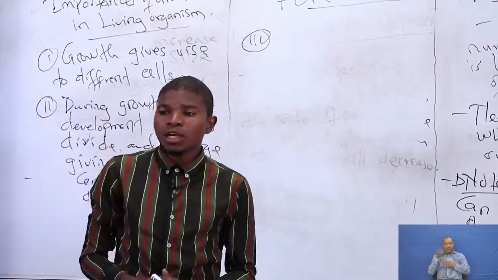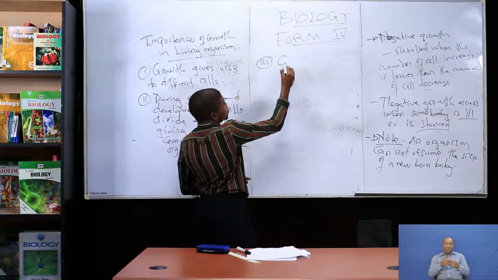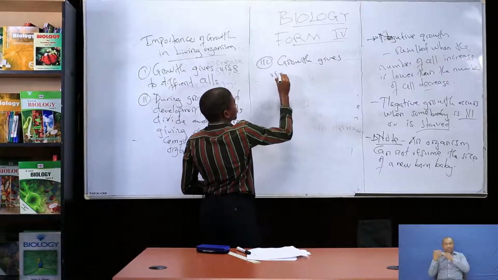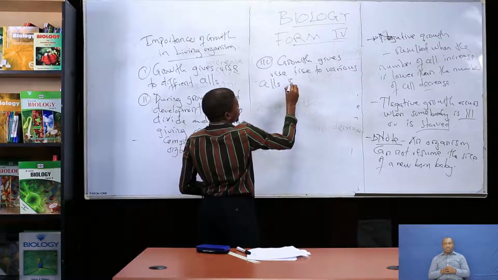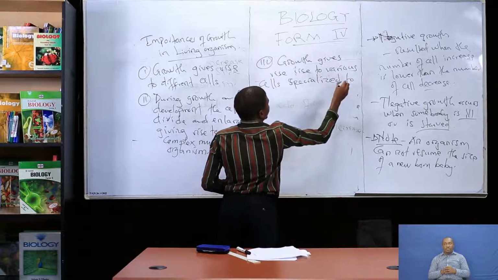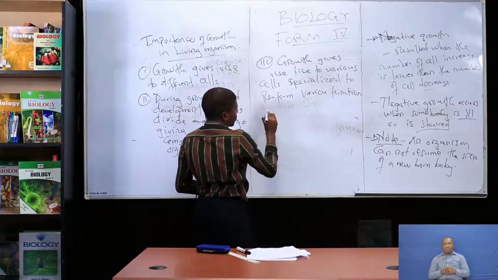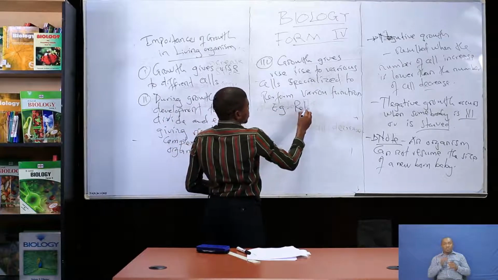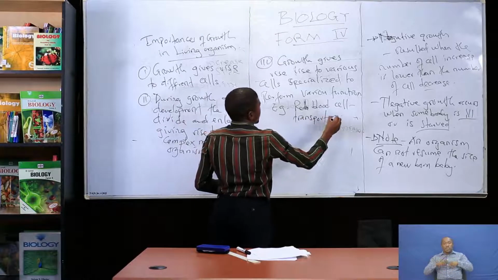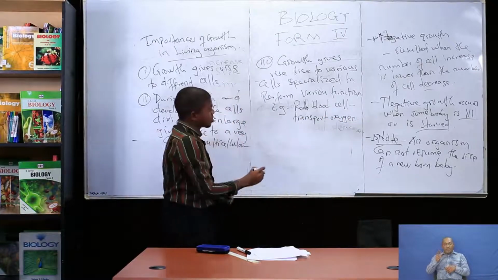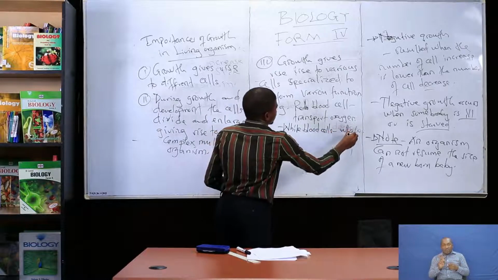Okay, another importance of growth: growth gives rise to various cells specialized to perform various functions. For example, red blood cells which transport oxygen or respiratory gases, and also white blood cells which fight pathogens.